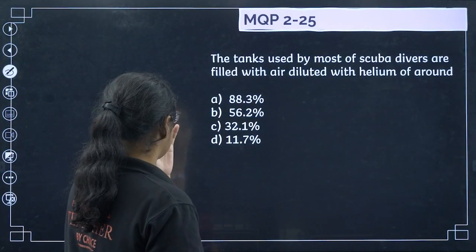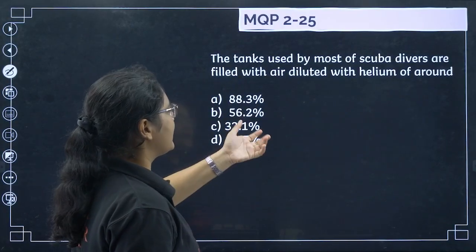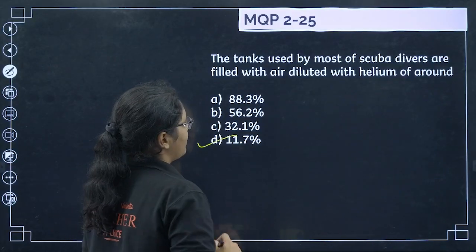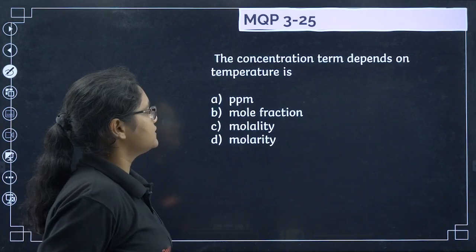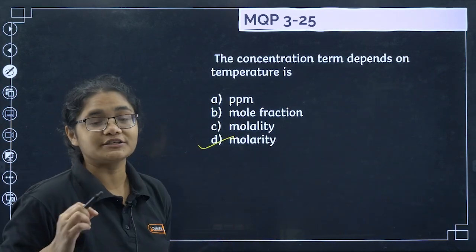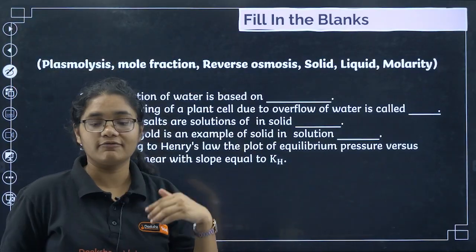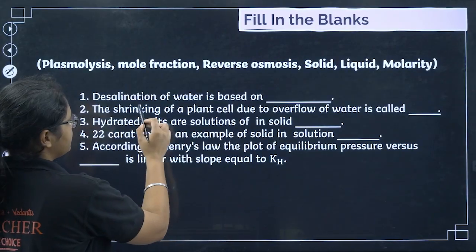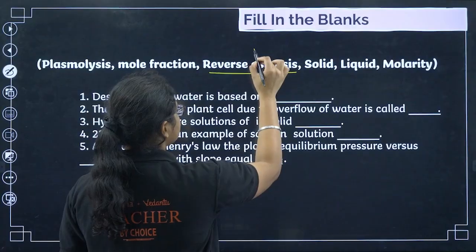Next, we'll go to sample question paper 2. The tanks used by scuba divers contain helium of how much amount? It is almost around 11.7 percent. Now moving to the next question, the concentration term that depends on temperature is molarity. This was in model question paper 3 of 2025. Now we will come back to the fill in the blanks questions. The first question here, desalination of water is based on reverse osmosis.